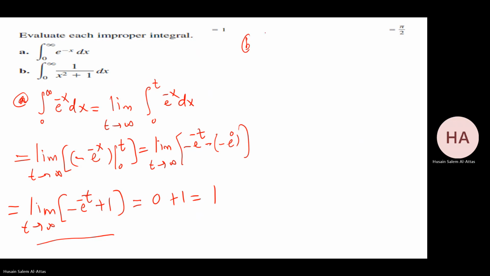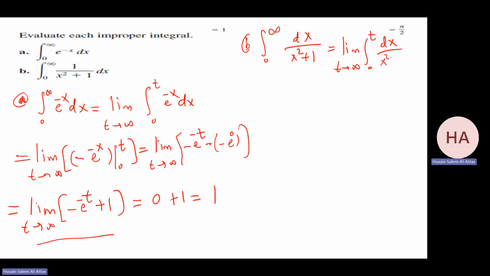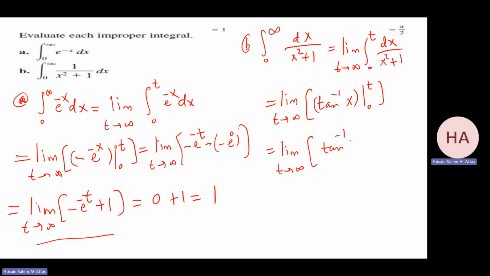Part B. What's the integral from 0 to infinity of dx over x squared plus 1? That will be what? The limit as t goes to infinity of the integral from 0 to t of dx over x squared plus 1. Do the calculation. I have the limit. What is this? This is tan inverse of x. From where to where? From 0 to t. That will be the limit as t goes to infinity of tan inverse of t. Tan inverse of 0 is 0.